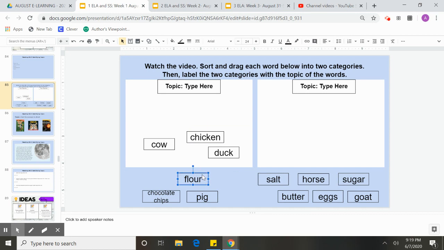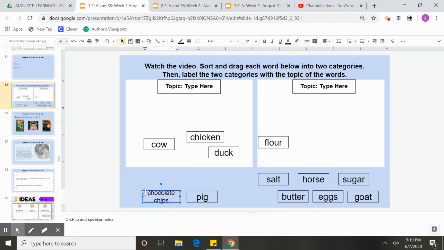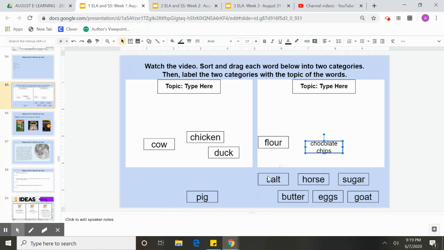And then I see words like flour or chocolate chips or even salt. And I'm going to sort those words together because those are all cooking words, or maybe words that I might use to make chocolate chip cookies. So I've sorted the words into two categories. And when you finish watching your video, you will sort all of the words into two categories.